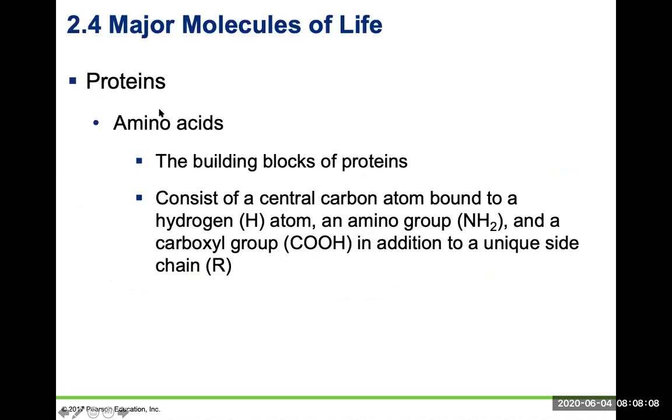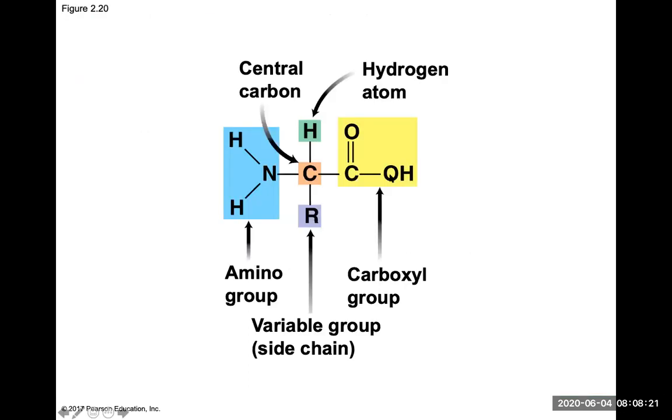Proteins are made up of amino acids, and amino acids are the building blocks of proteins. They consist of a central carbon, an amino group, and a carboxyl group, in addition to a unique side chain. So this is an example of an amino acid: the central carbon, the hydrogen, the carboxyl group, the amino group, and the variable side group chain.